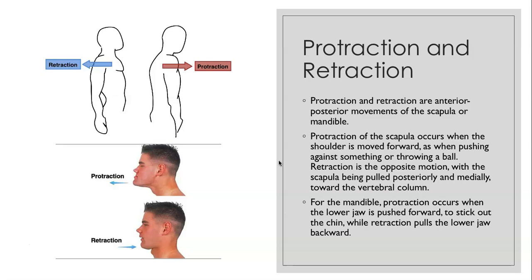For the mandible, protraction occurs when the lower jaw is pushed forward to stick out the chin, and retraction pulls the lower jaw back. So here's protraction, like when you're pushing something or throwing a ball. Retraction, when you're pulling that scapula back. Protraction is when you're pushing the jaw out, and retraction is you're pulling the jaw in.